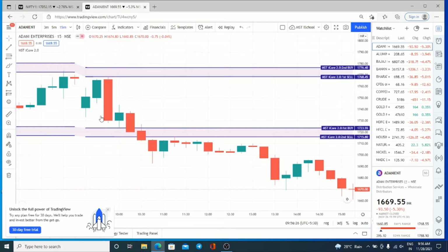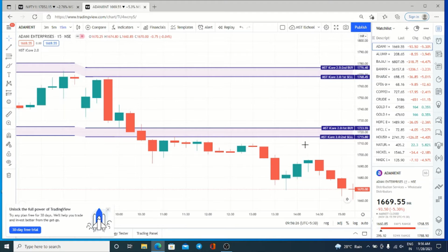See the high made was 1768.55 and our entry was 1768.45. So it has given the exact entry and it went up 10 paise. Then it has come down. All our targets have been achieved. That's all, our trade got over immediately.